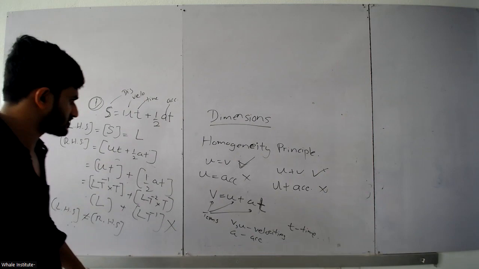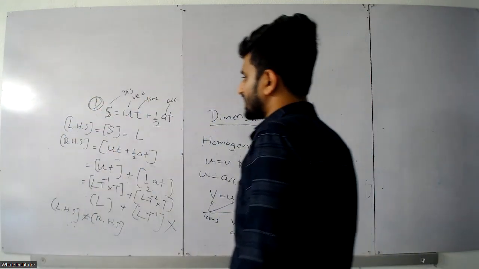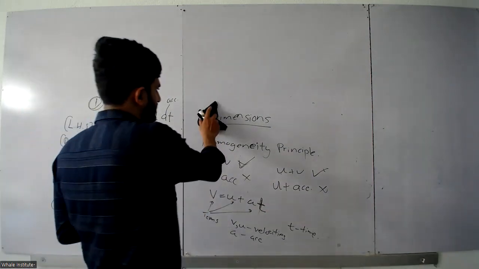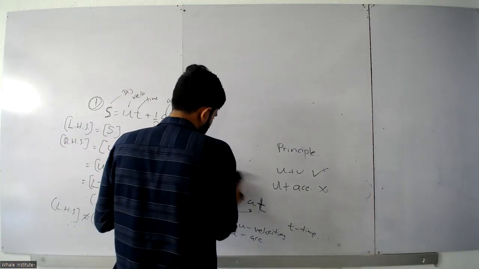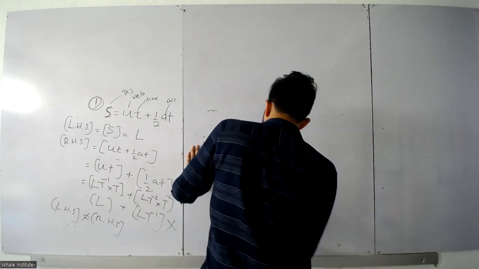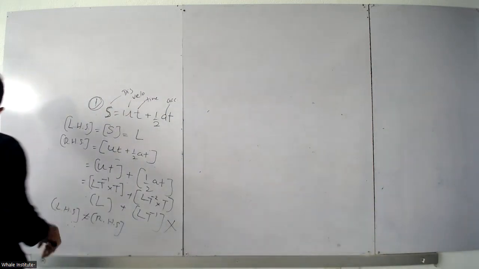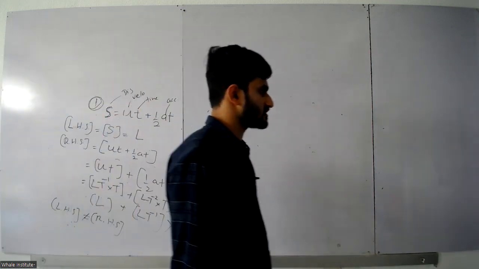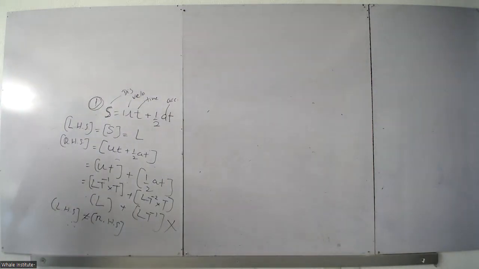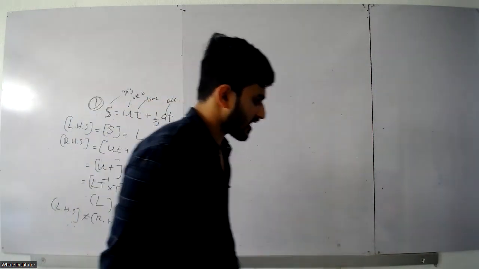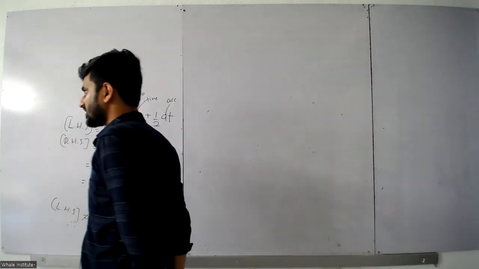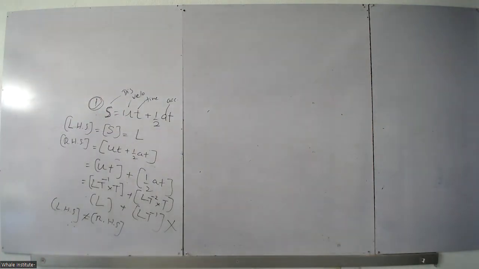Now the second use, number 2: you can get the dimensions of an unknown physical quantity using this combination principle of the dimensions. Application 2: we can find the dimensions or units of an unknown physical quantity using dimensional analysis.